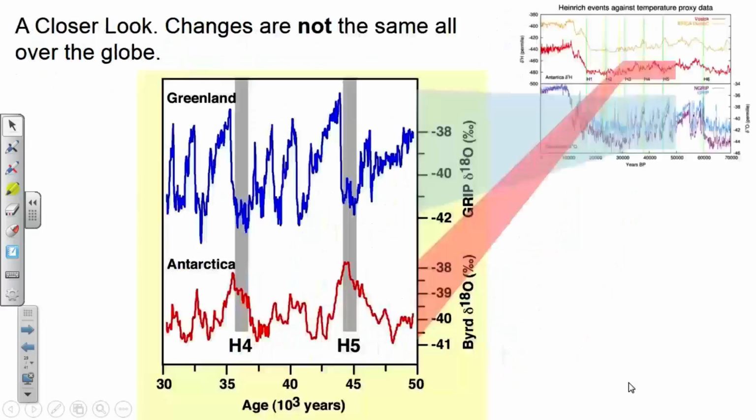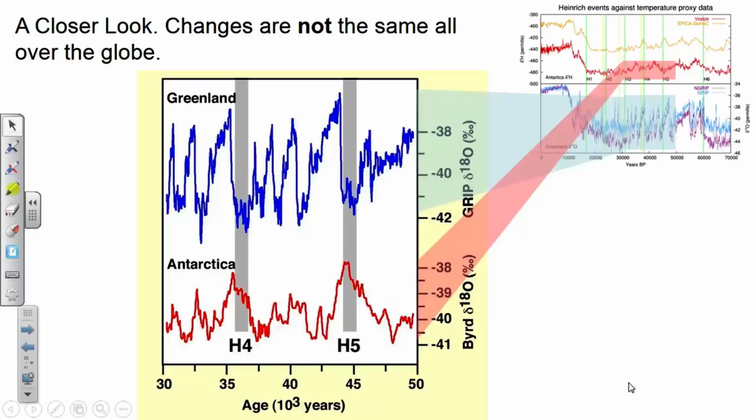We'll have a closer look at this relationship here. We're just zooming in on those graphs a little bit more. Now I've put Antarctica on the bottom, Greenland on the top. You can see that the changes do seem to happen broadly at the same time, but they're completely opposite.